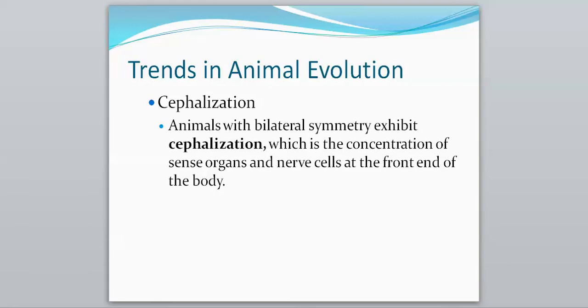And then cephalization, this is a new word, but it is important. So animals with bilateral symmetry also exhibit what is known as cephalization, which is the concentration of sense organs and nerve cells at the front end of the body. So this is basically having all of your senses at the front, and in humans being their brain. Our brain is at the tip of our head there, and that would be what is known as cephalization in humans, as that is our brain.